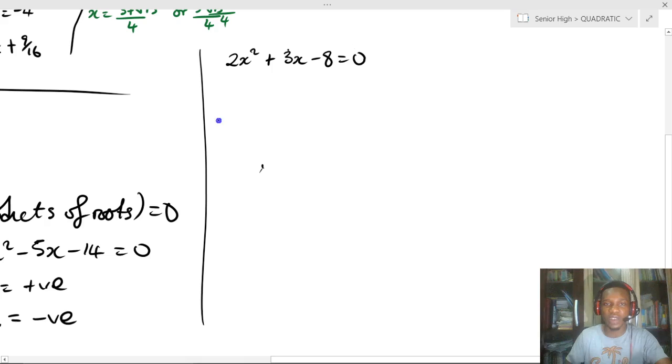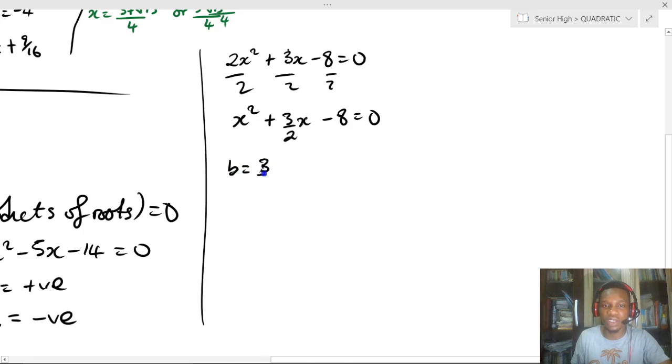And we did the first part, which was correct. That was divide through by 2. And that was what? x squared plus 3 over 2 x minus 8 is equal to 0. And then the next part we did was wrong, which was, we said that our b should be what? We took it as what? 3 over 2, which is wrong.